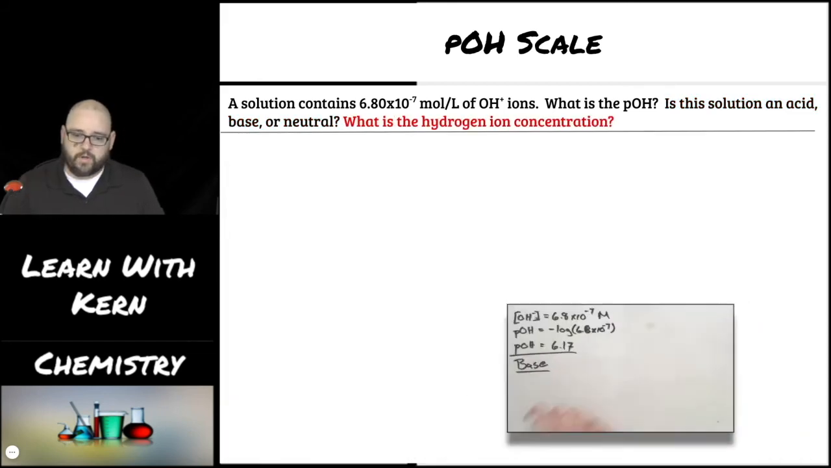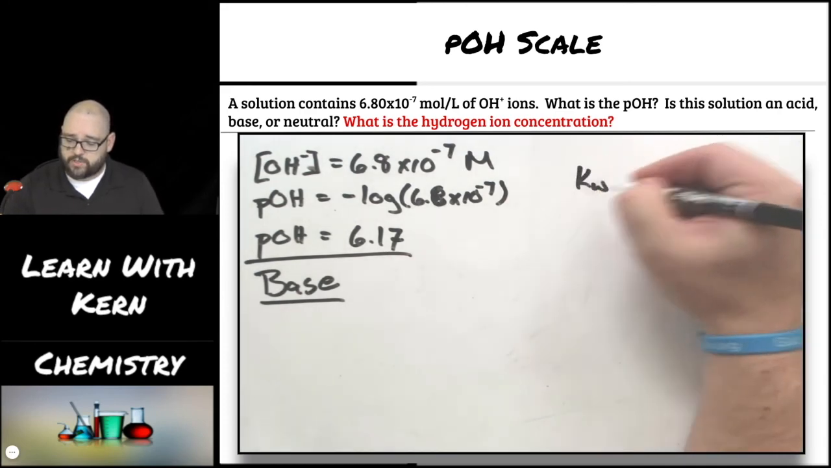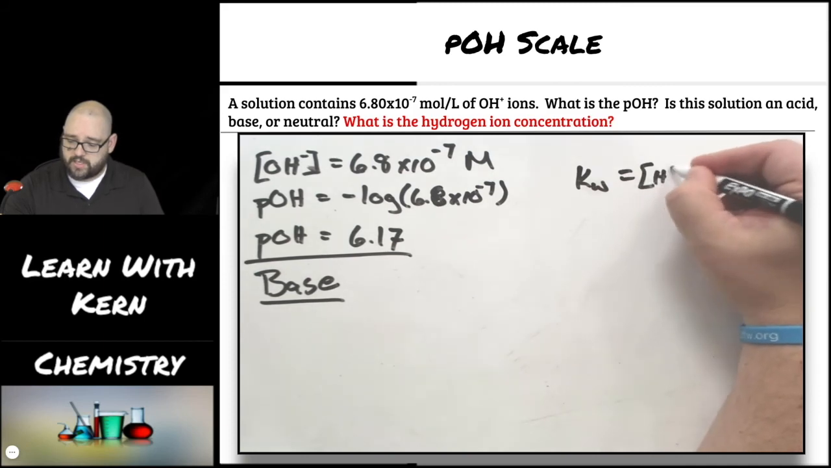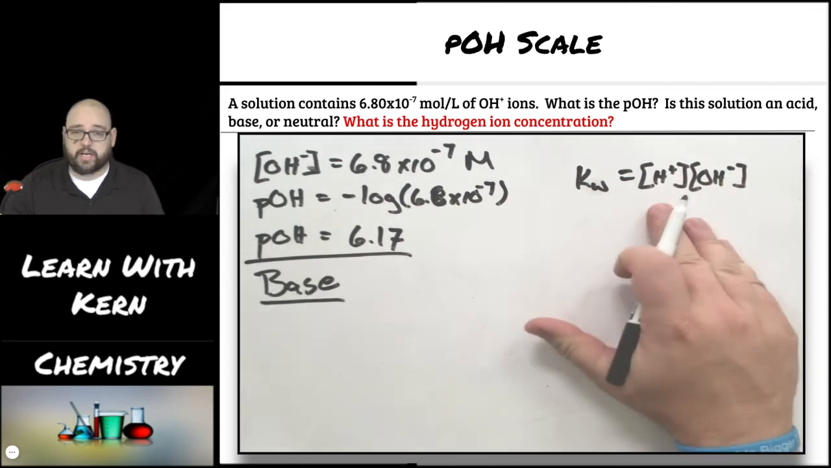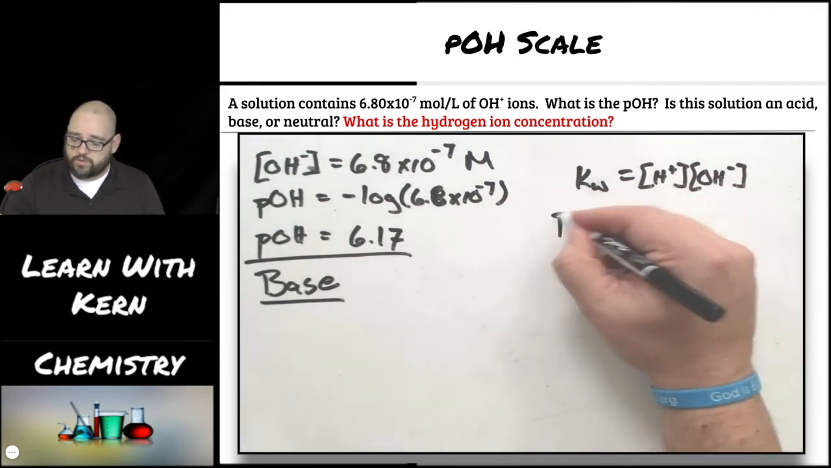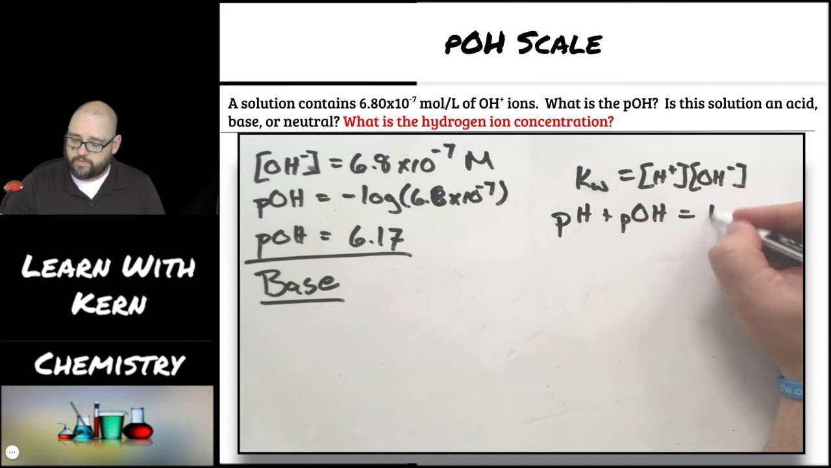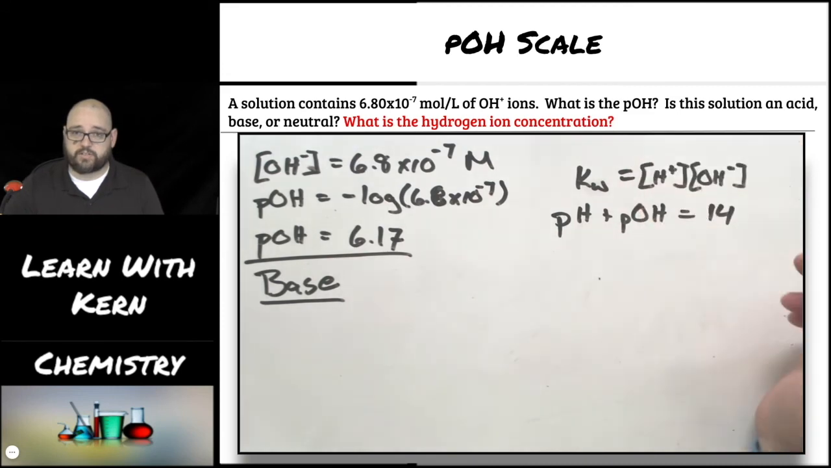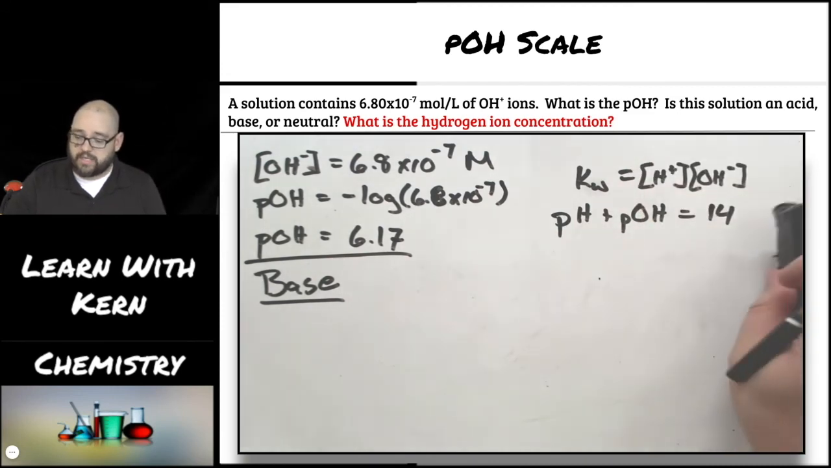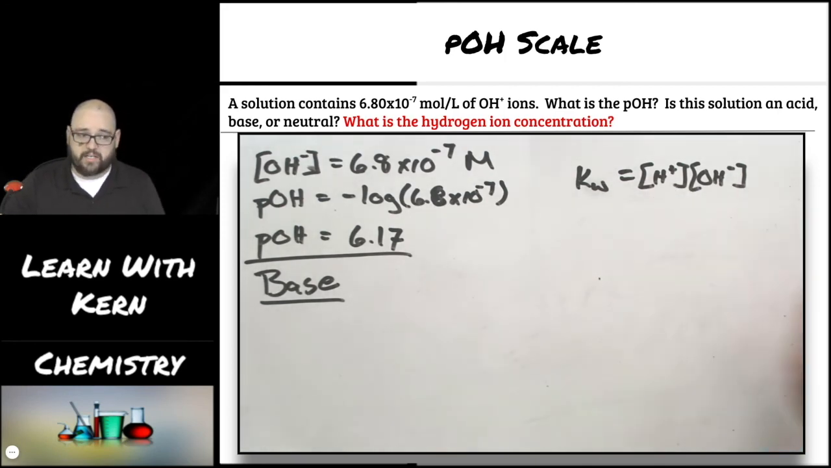The next question, so what is the hydrogen ion concentration? Okay, so there's multiple ways we could do this. We could use our Kw equation. Kw equals the hydrogen ion concentration times our hydroxide ion concentration, and you could solve for your hydrogen ion concentration that way. Or you could use your pH plus pOH equals 14, and we could solve for our pH and then use our pH to solve for our hydrogen ion concentration. That would take us 2 steps. So it's mathematically maybe a little bit easier, but it takes more steps. So I'm actually going to use Kw to figure this out.